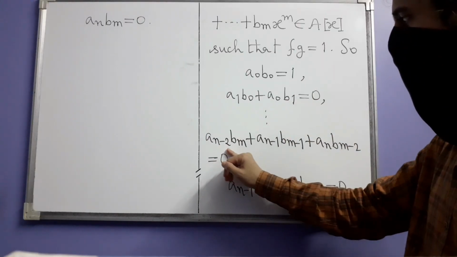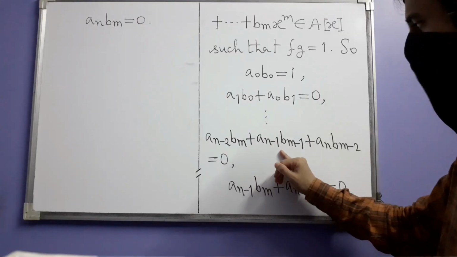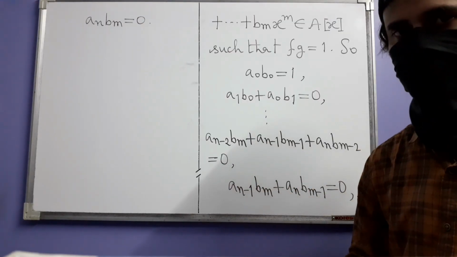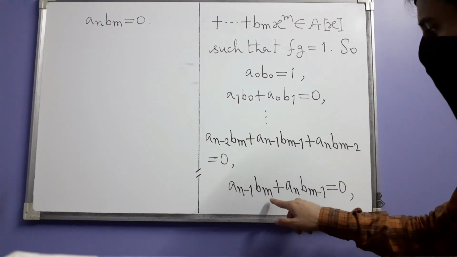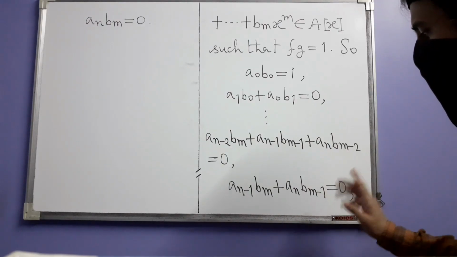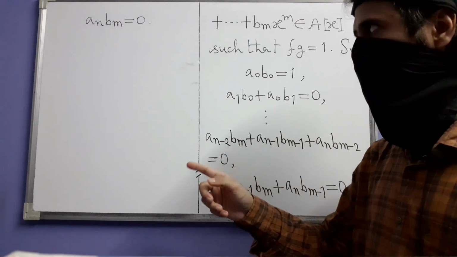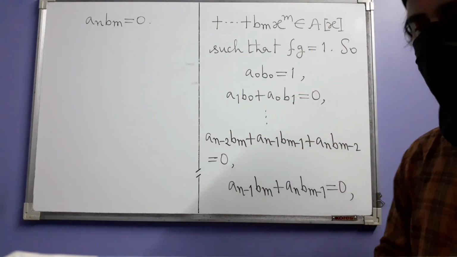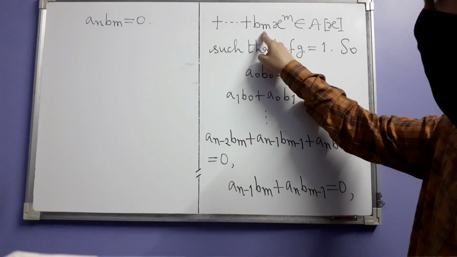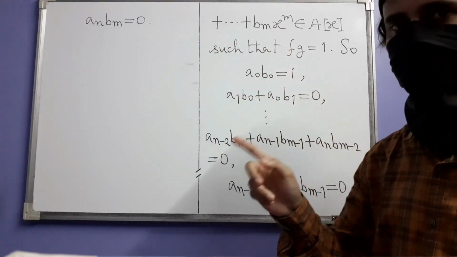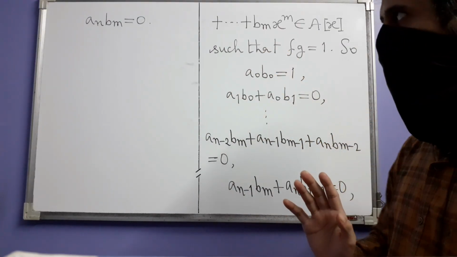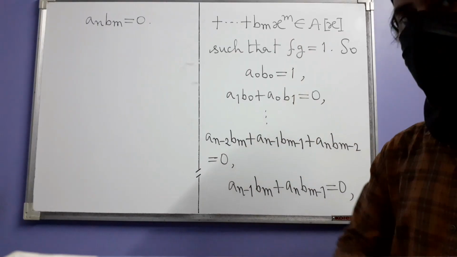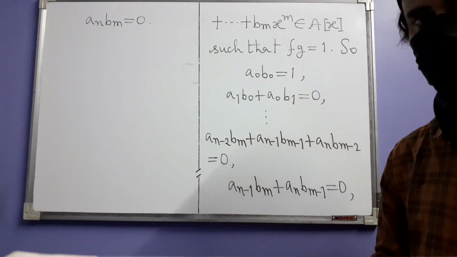And eventually you reach this: a(n-2) bm + a(n-1) b(m-1) + an b(m-2) equal to 0. Then the next one, a(n-1) bm + an b(m-1) is equal to 0, and finally the product of the leading terms of both the polynomials. The leading term here for g is bm and the one for f is an, and this is actually the coefficient of x to the power n + m, that is also equal to 0.